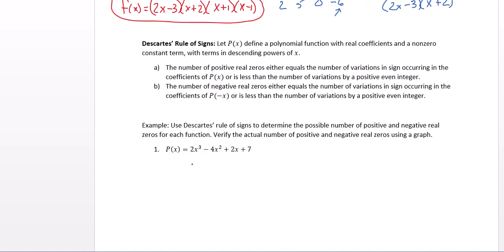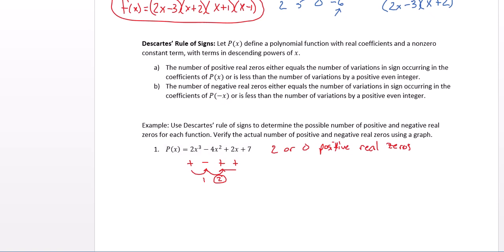Okay, wait a minute. So see how this is positive and then negative and then positive and positive. We start positive, we change once, we change twice, no change. So there will be either 2 or 0 positive real zeros. All right. Now let's also do the negative.